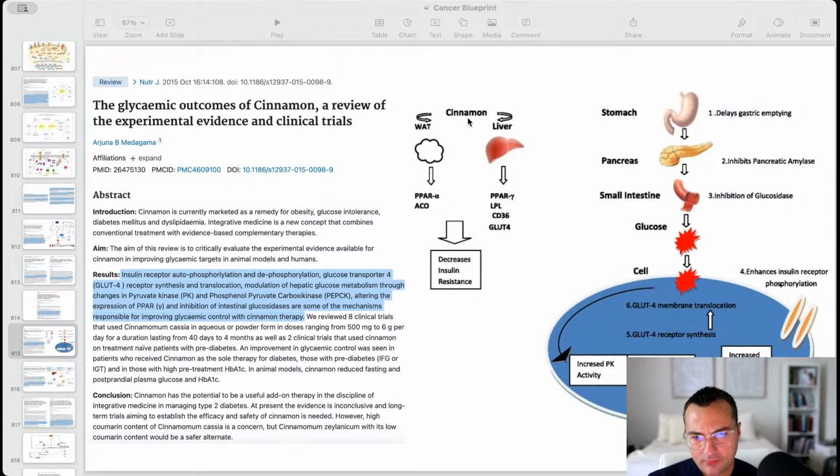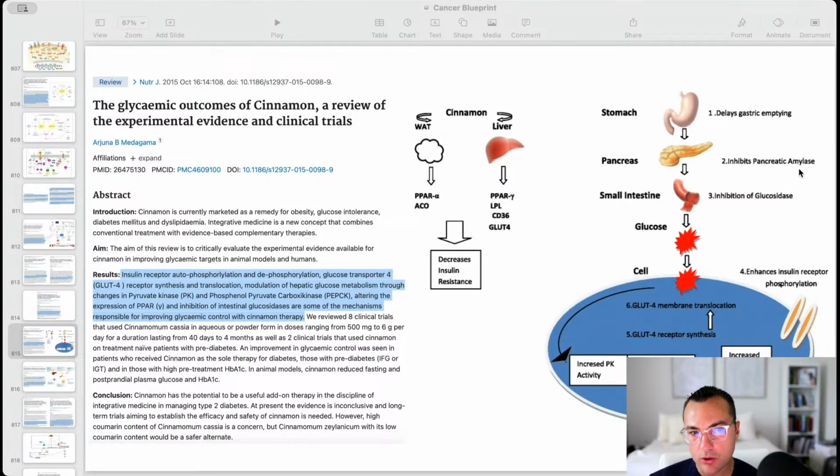So cinnamon having effects on white adipose tissue, WAT, and on the liver, creating multiple chemical cascades that decrease insulin resistance. It is also going to have effects on delaying gastric emptying, which is going to allow for better function of the pancreas and inhibiting pancreatic amylase. That's very interesting. Inhibits amylase. We've seen alpha glucosidase, but we have not seen any of the compounds inhibiting pancreatic amylase.